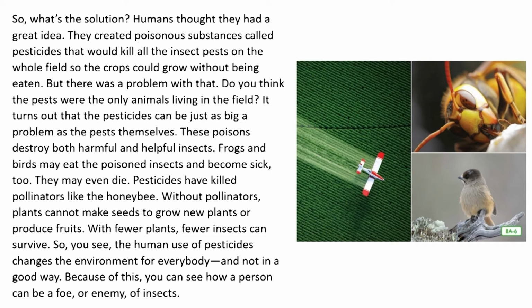Without pollinators, plants cannot make seeds to grow new plants or produce fruits. With fewer plants, fewer insects can survive. So, you see, the humans' use of pesticides changes the environment for everyone, and not in a good way. Because of this, you can see how a person can be a foe or enemy of insects.